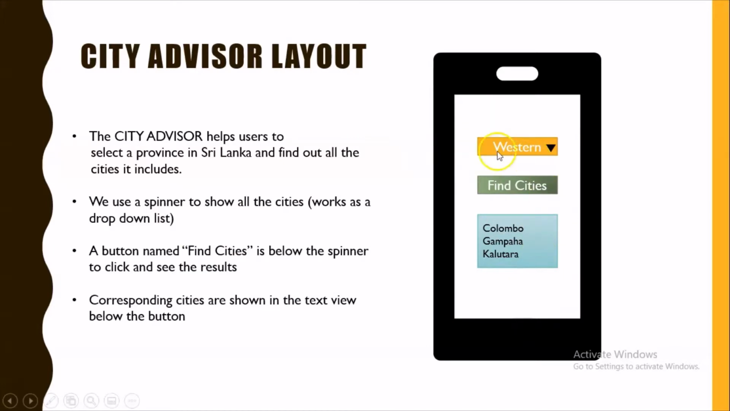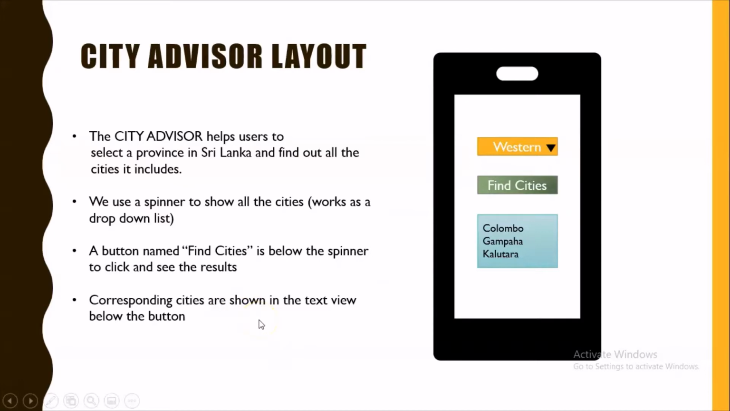On top of this view, you can see there is a drop-down list. In Android, we call this a spinner. Inside of the spinner, we have all the provinces in Sri Lanka. It's 9 to be precise. So the user can select any item from the spinner and click on this button under the spinner, which has the name of this Find Cities, and generate the cities for the corresponding province. So this is the layout that I'm hoping to develop today.